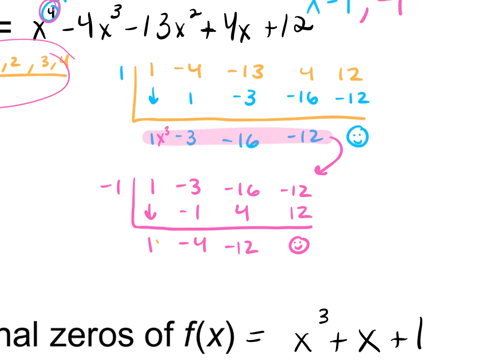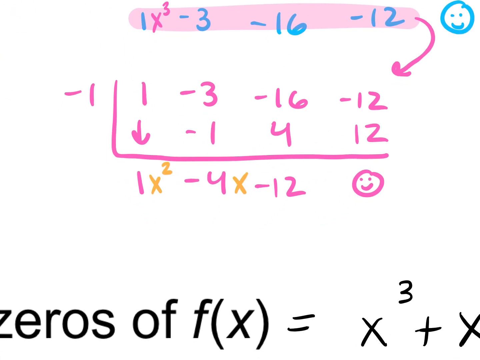Now here, we have x to what power? X to the 2nd power. So now let's factor it. Again, you can keep doing last over first if you want to, but it'll probably just be easier to factor it if you get x squared.